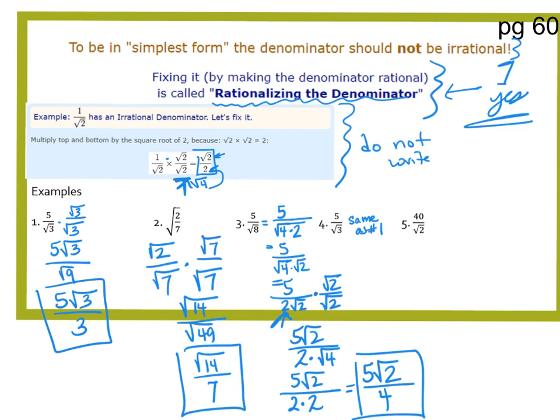Okay, so for number 5, I'm going to go straight to rationalizing because I can't simplify that square root of 2. I have 40 times the square root of 2 over the square root of 4. The square root of 4 is 2. And then 40 and 2 can reduce. 40 divided by 2 is 20 times the square root of 2. That's the answer to number 5. Okay, let's go on to the next.